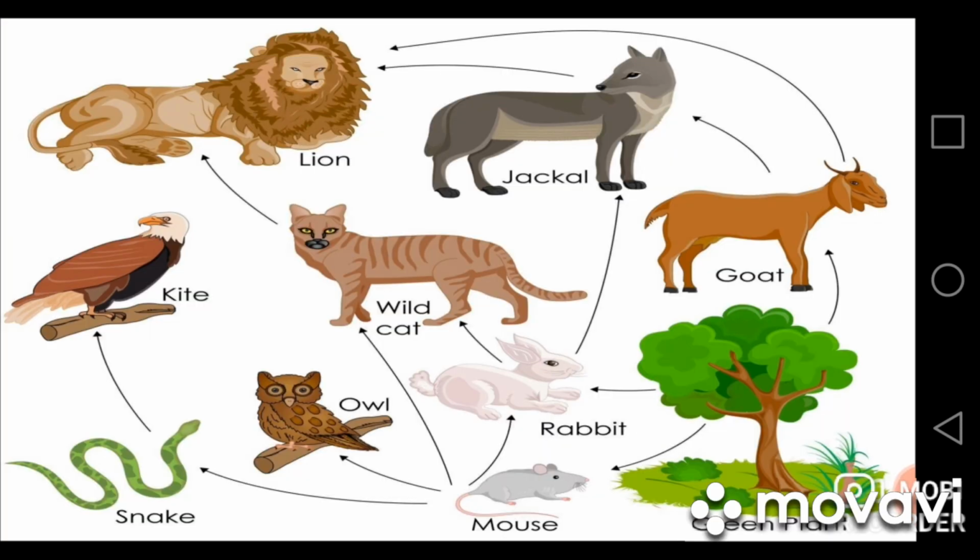Here you can see another food web. The green plants are being eaten by the rabbit, the mouse and the goat, and the goat is being eaten by the jackal. The rabbit is being eaten by the wildcat. The snake, which is shown in this food web, is also eating the mouse, and the kite is eating the snake, and the lion is eating the wildcat, the jackal, the goat and the other animals, and this makes up a food web, which is the system of overlapping food chains.